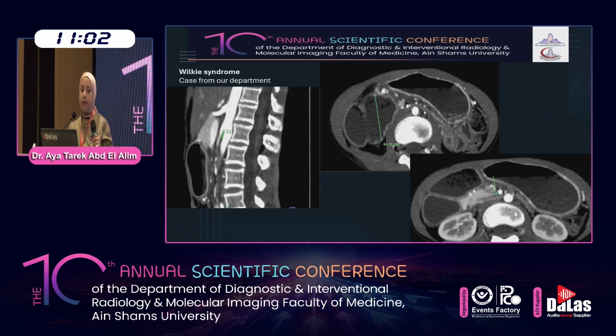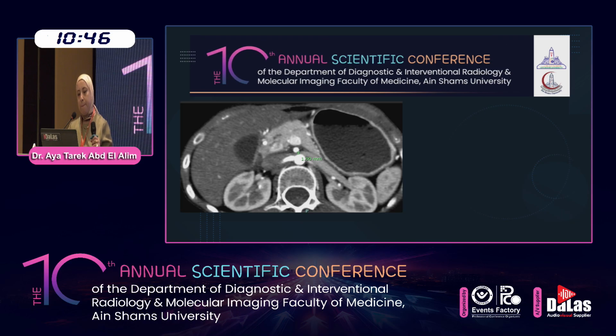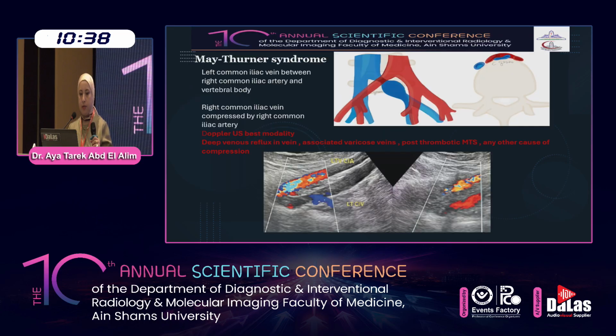As for Wilkie syndrome, this is a case from our department showing the decreased angle down to 11 degrees with dilated duodenum reaching 4 centimeters, and the duodenum is seen compressed between the aorta and the superior mesenteric artery. In this case, the aortomesenteric distance is decreased, reaching 1.9 mm.